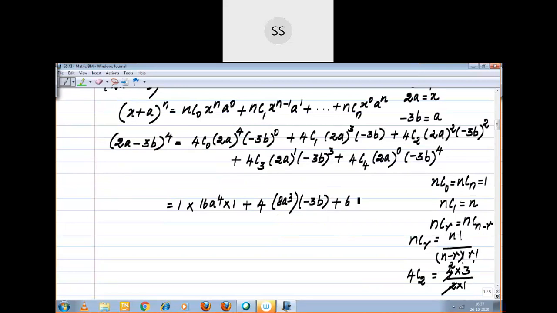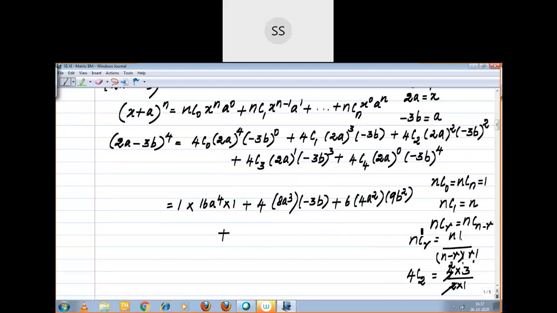So 6, 4a square, 9b square plus 4c3. See here, nCr: 4c3 equal to 4c(4 minus 3). That is, 4c1 you can get, right?